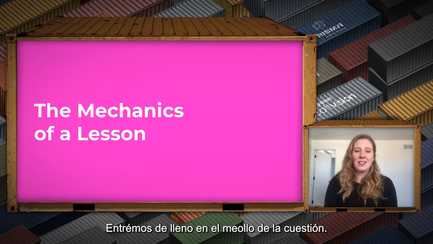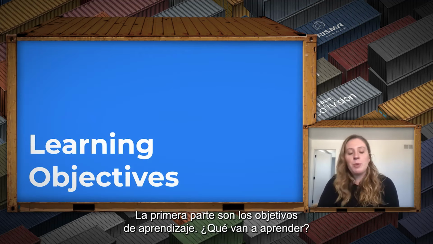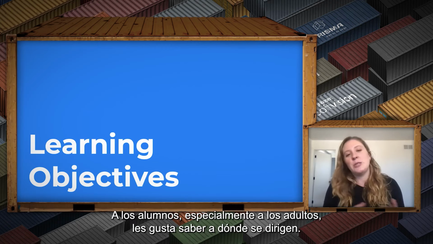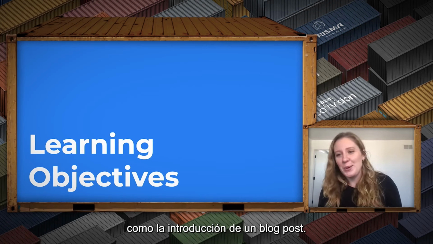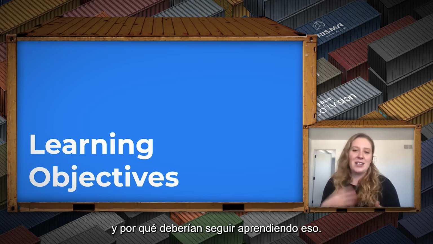So let's dive into the nitty-gritty here. What should you be adding to a lesson? So the first part is learning objectives. What are they going to learn? Adult learners especially like to know where you're going. It's like an intro section in a blog post. You should have this basic outline of what people are going to learn and why they should keep learning that thing.